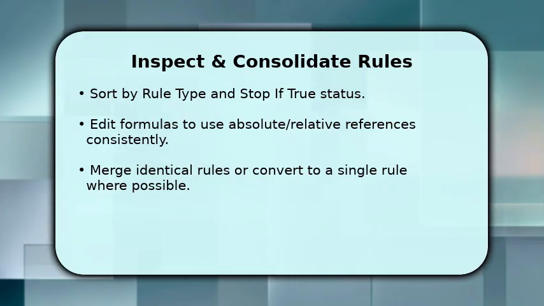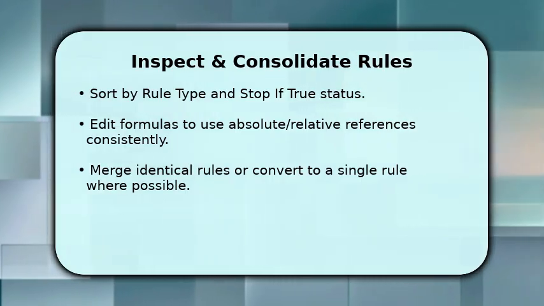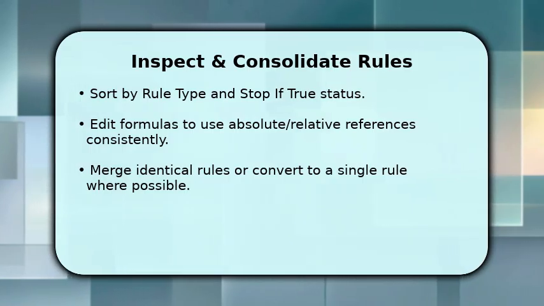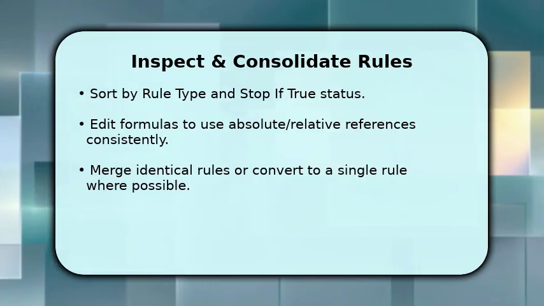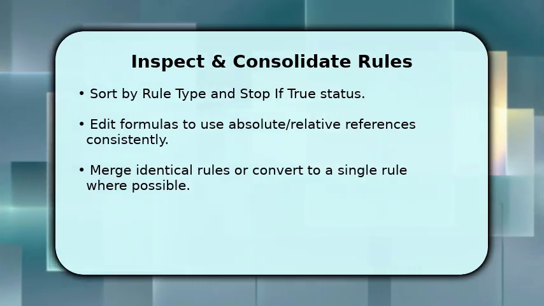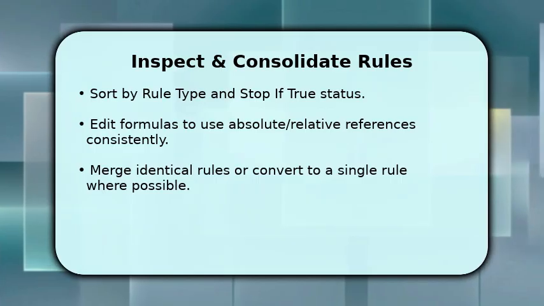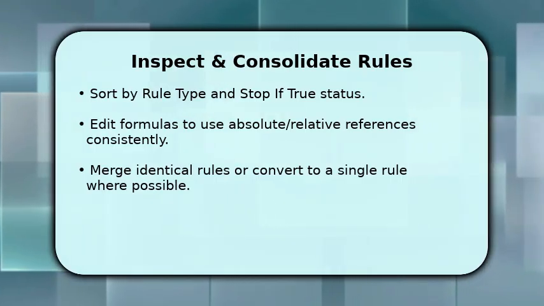If two rules do the same thing, edit one to broaden its scope, and then delete the redundant rule. Use Manage Rules, Edit Rule to combine formats or change applies to ranges. Make sure the stop if true box is applied correctly, because ordering affects which rule wins.